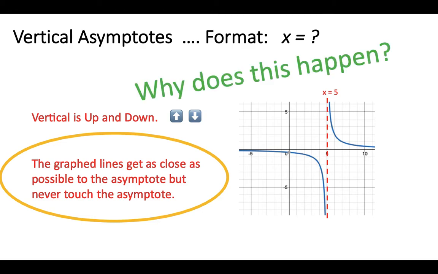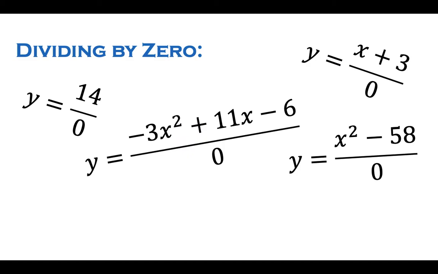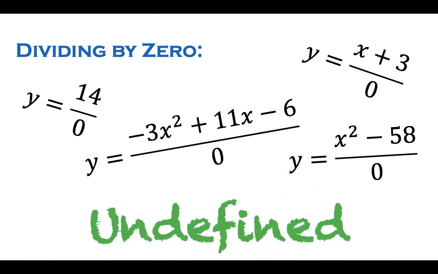Now, why would that happen? Why does it turn out that way? Well, if we look at these examples of functions where 0 is in the denominator, then you can see that when we divide all of these by 0, we're going to get a number that's undefined.